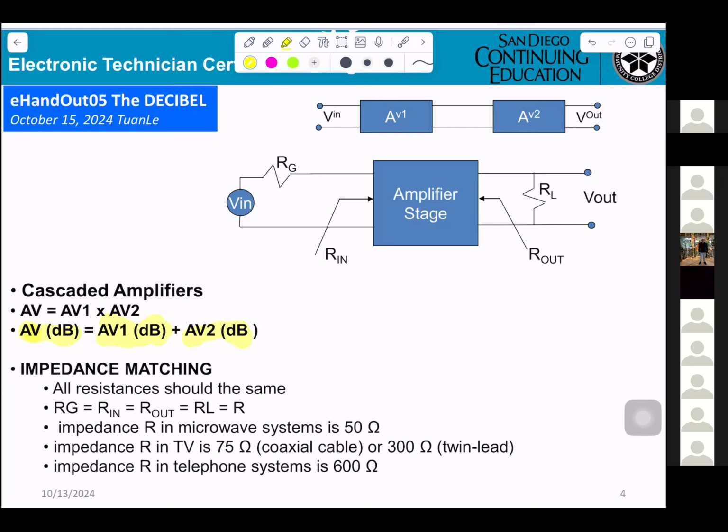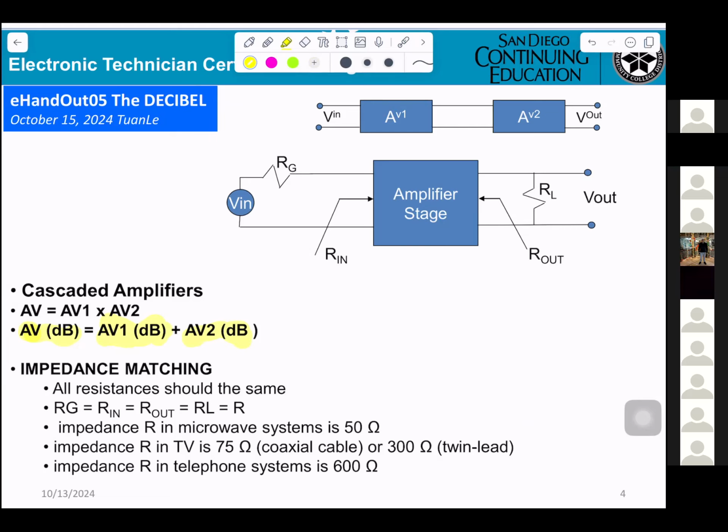Normally the total gain equals AV1 times AV2 times AV3, and keep going. However, if the gain is in decibel, you cannot multiply. You have to add them up.